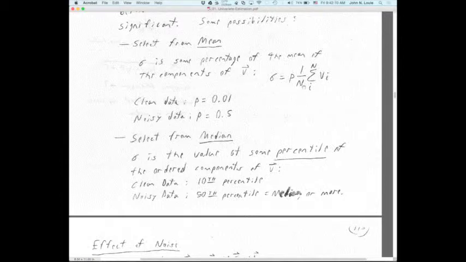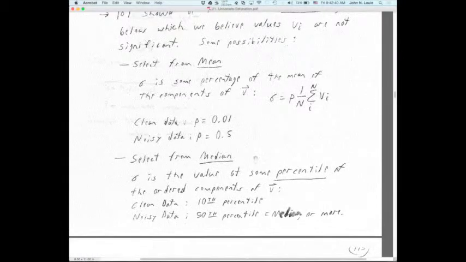If you think your data are really clean, then you might put in a p-value here of 1%, 0.01, and you'll get a sigma that's 1% of the mean. If you have really noisy data, it might be much more effective to use a p of 0.5. So you're going to select a sigma that's 50% of the mean. Okay.